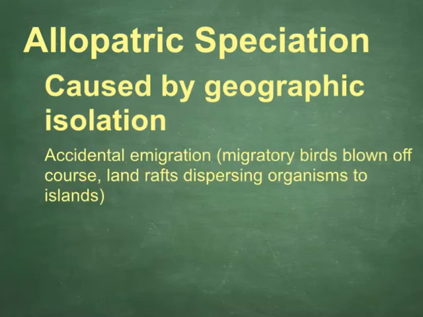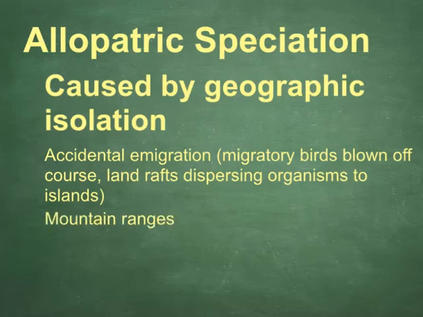form. One form of geographic isolation can be accidental, in the form of accidental emigration, which you may also remember is a violation of the Hardy-Weinberg principle and the conditions needed to keep genetic equilibrium. If we have emigration, such as a migratory bird blowing off of course, or land rafts that are dispersing organisms out to islands, then we may separate a specific species as it disperses to, in the example of the land rafts, different islands that have different characteristics that might select and favor certain individuals that weren't favored on the mainland.